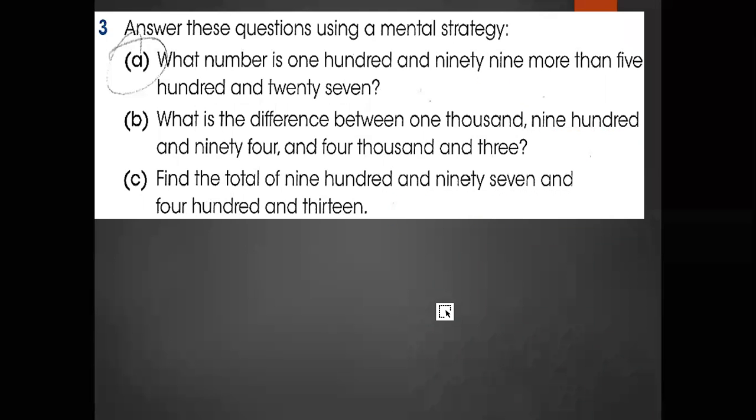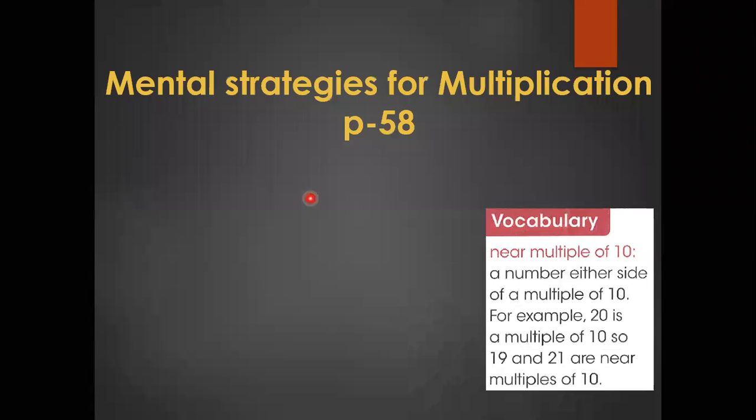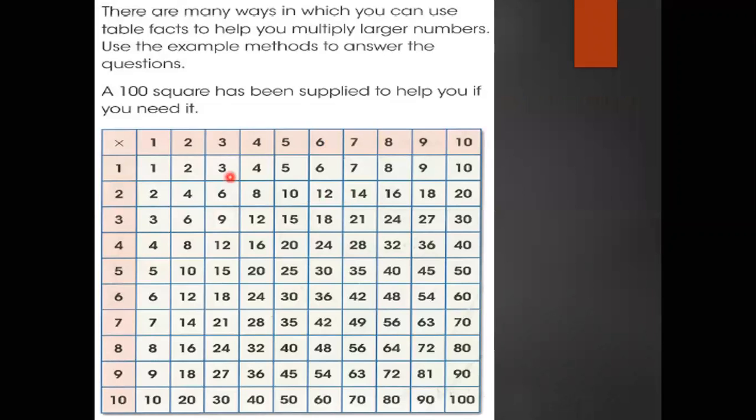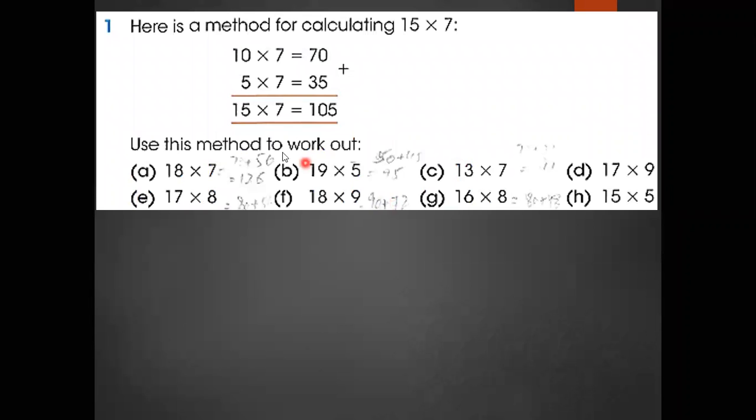Let's move on to the other question. Here we have another one. It's a mental strategy for multiplication. Okay, what you need to do, these are the tables, and with the help of this you can easily find all the numbers. Let's suppose here is the method of calculation, like 15 multiplied by 7.